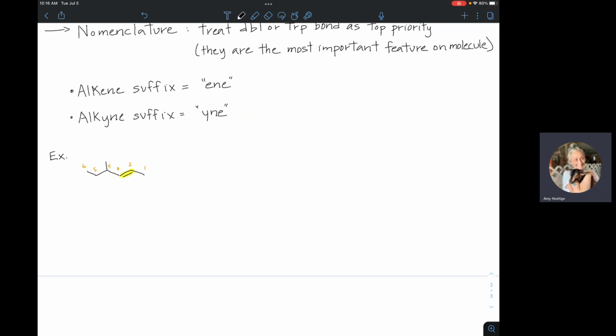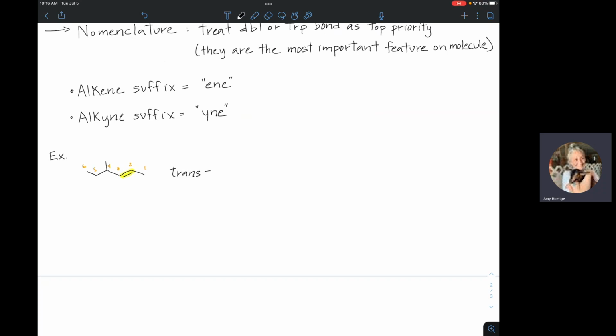So we don't need EZ nomenclature. If we had some other group on one of those carbons, we would need EZ. But in this case, it's just two different substituents. So we're going to call this the trans isomer. So we write trans and then a hyphen. And then you have to start telling people where you see substituents.